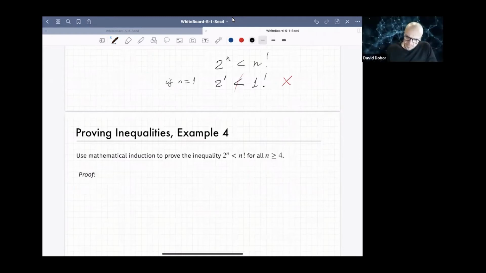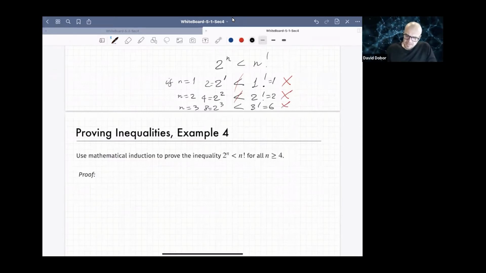Okay, so if n is 2, then 2 to the 2 is not less than 2 factorial, is it? If n is 3, 2 to the 3 is not less. Well, what is 2 factorial? It's 2. Here I have 4. Okay, here I have 1. Here I have 2. 2 to the third is 8. 3 factorial is 6. Right? 1 times 2 times 3.